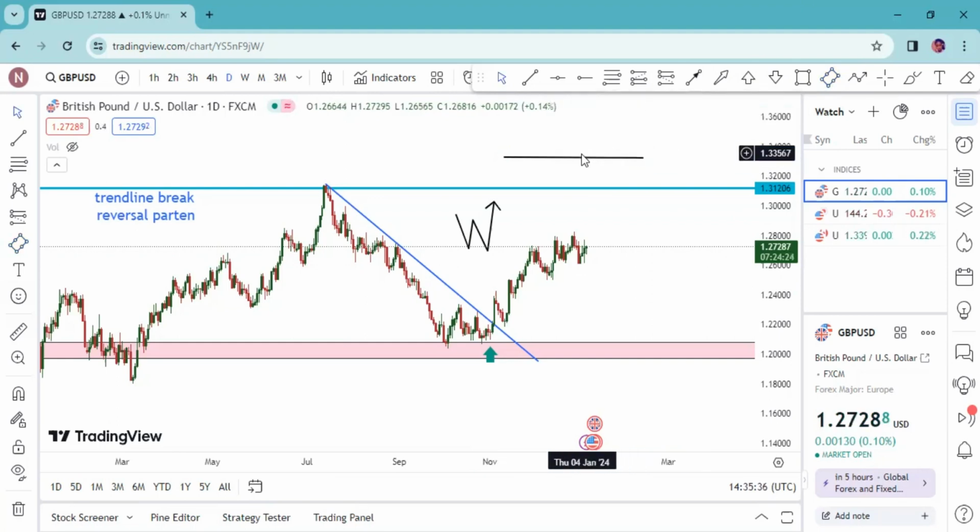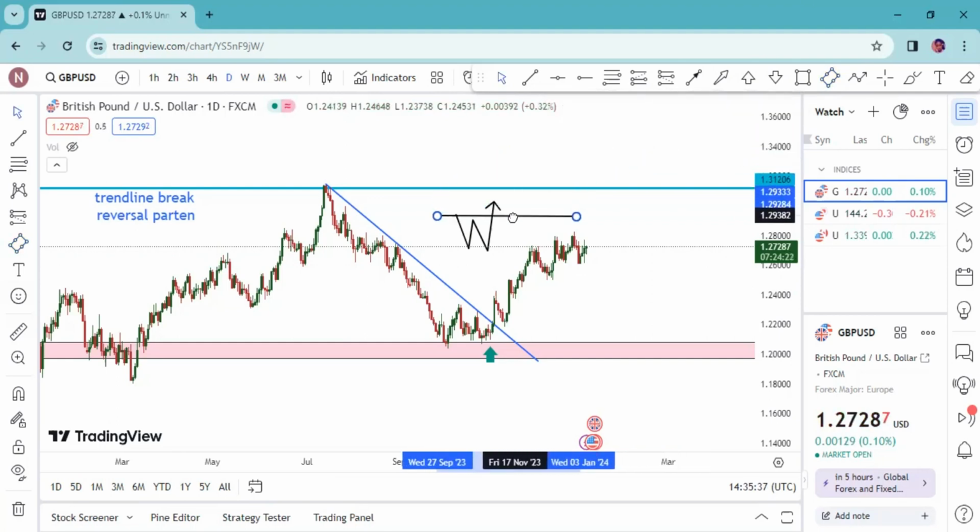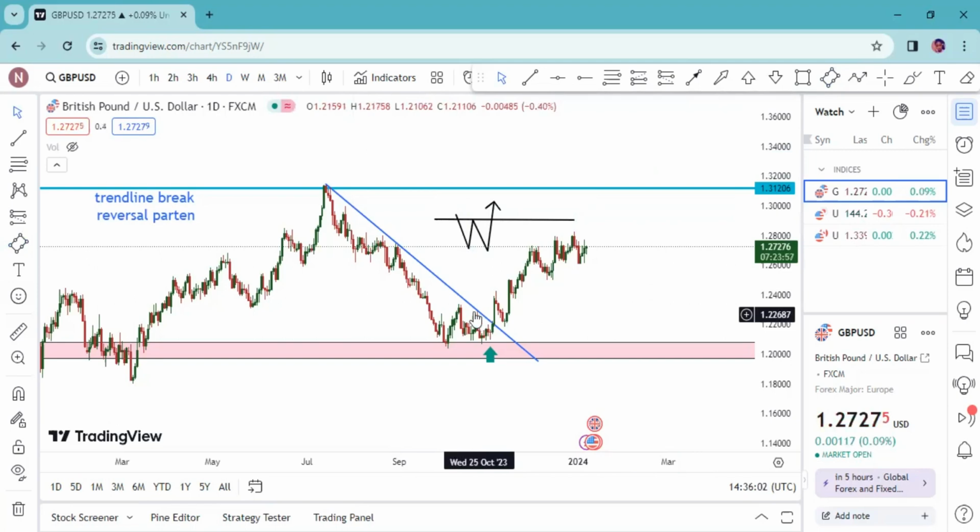I draw a straight line up to here, at the neckline. Guys, do you understand me up to here? I draw a straight line at the neckline of a reversal pattern, and also the last lower high. Now, this is the last lower high.